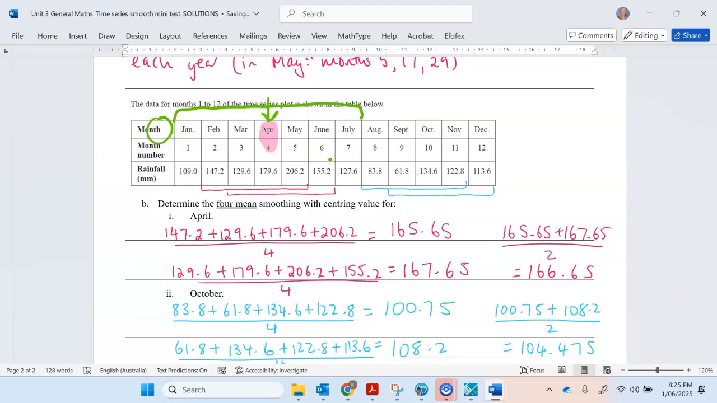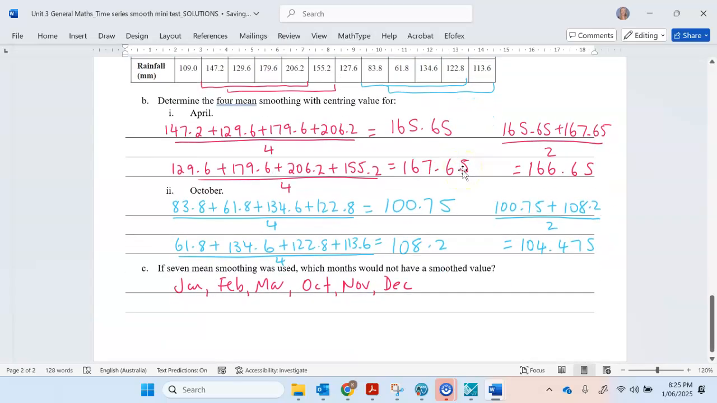July, August, September, October, November, December. All right, just going to do one more. So the middle month would be September, so it would have to end at September. So that means October, November, and December miss out. All right, so that's your answer there.